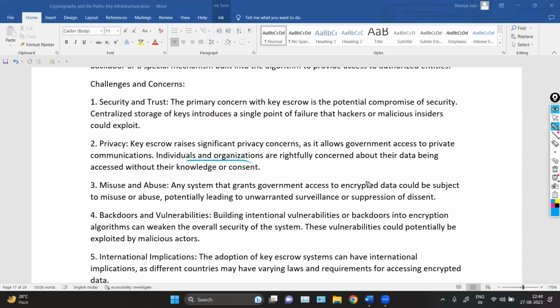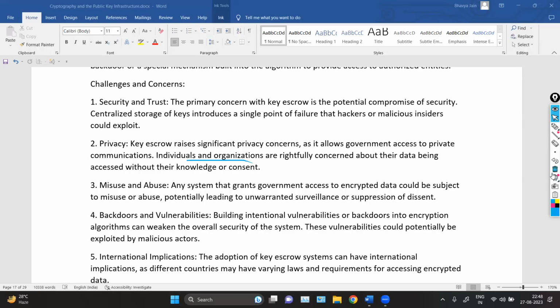Then misuse and abuse. Any system that grants government access to encrypted data could be subject to misuse or abuse, potentially leading to unwanted surveillance or suppression of dissent.